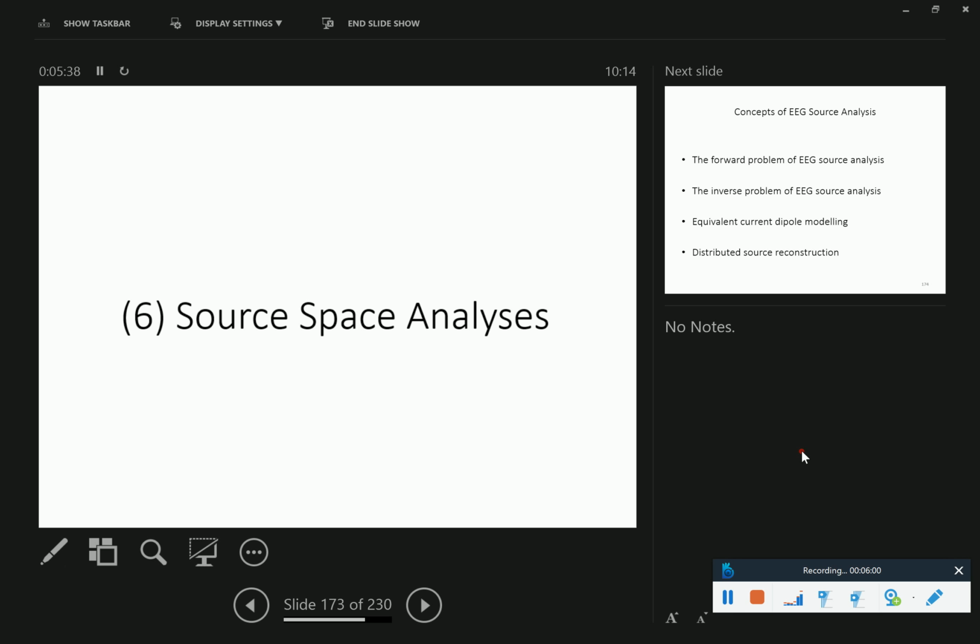And we're looking at two of those, source space analysis and frequency analysis, because they are much more common and they don't involve anything that would take a lot of time to explain. And we start with the source space analysis.